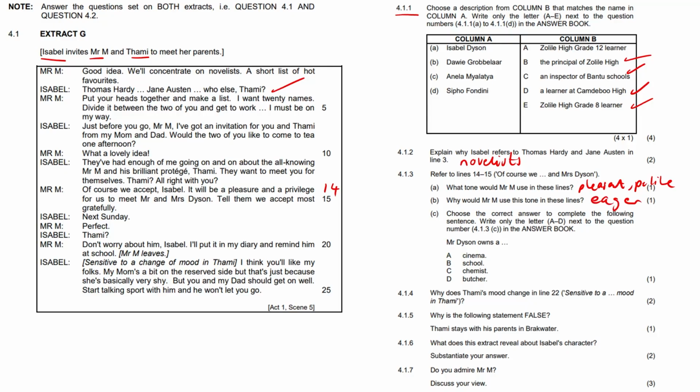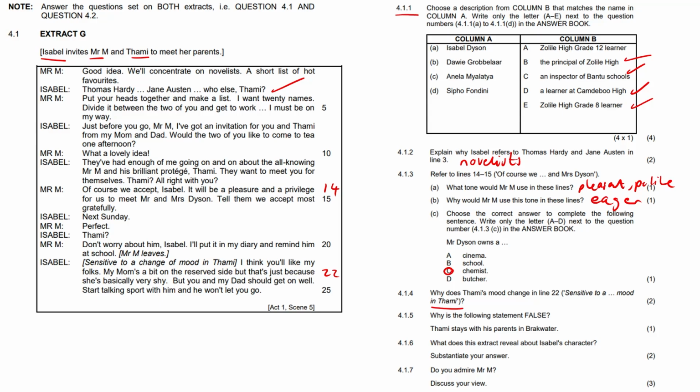Choose the correct answer to complete the following sentence. Write only the letter next to the question number in the answer book. So Mr. Dyson owns a what? He owns a chemist. Yes, he had to know that little fact. 4.1.4, why does Tommy's mood change in line 22? So here's line 22, from "sensitive to her" all the way to Tommy.